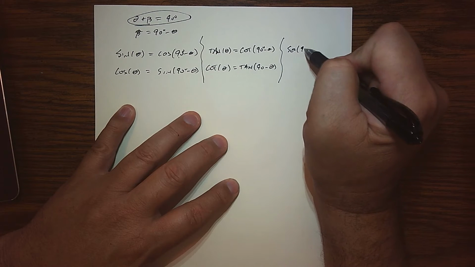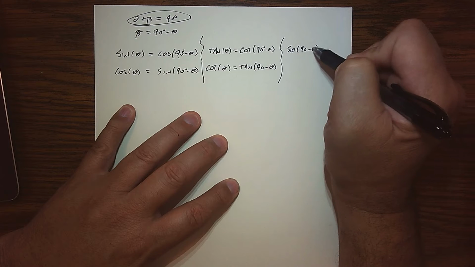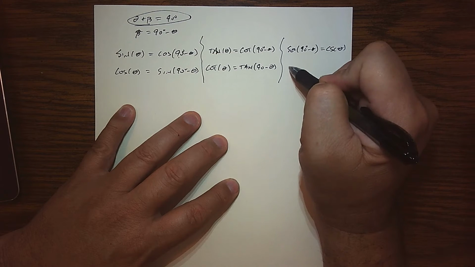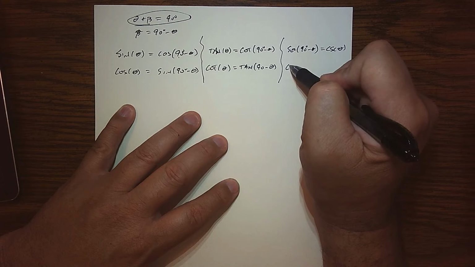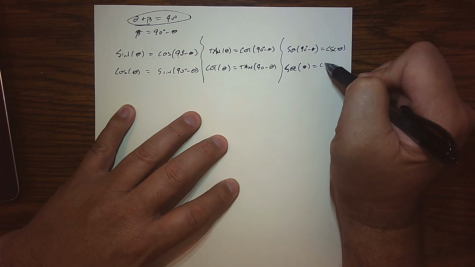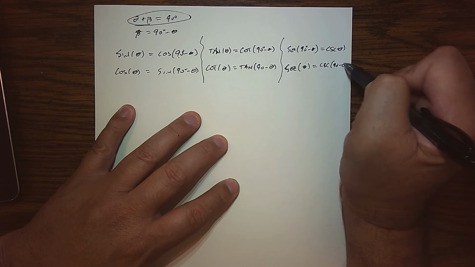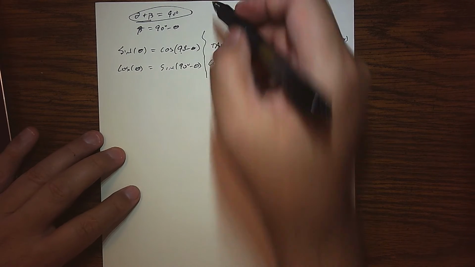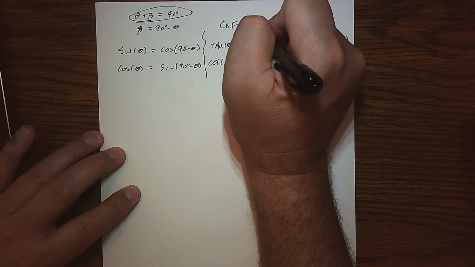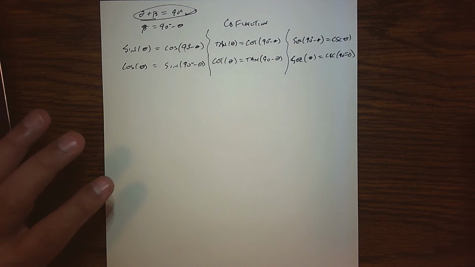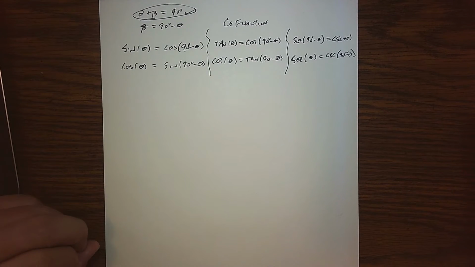So secant of 90 minus theta, I wrote that in reverse, is cosecant of theta, and the secant of theta is cosecant of 90 minus theta. All right, so those were our trig identities, our cofunctions. And again, they were only true if we were dealing with complementary angles. So they're kind of hard identities to use because of that, but they are identities nonetheless.